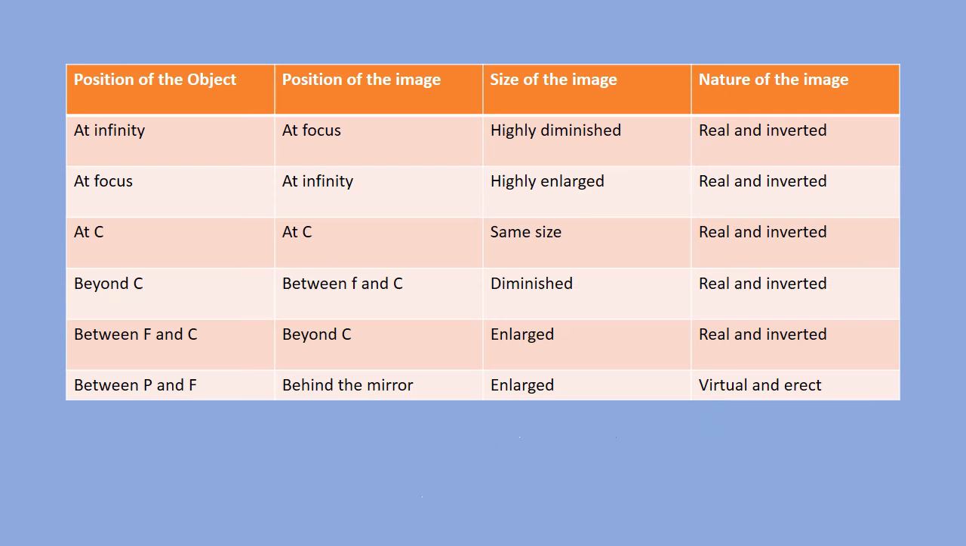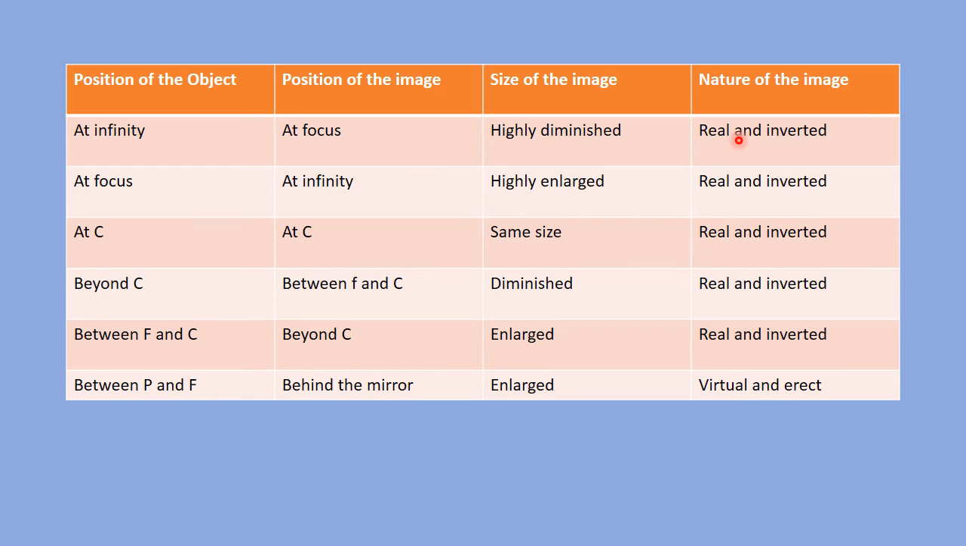Now, this table summarizes what we've learned in this lesson. It shows the different positions of object for which we got different positions of image, the size of the image, and the nature of the image. So in column 1, row 1, at infinity, we got the position of the image at focus and it was highly diminished and it was real and inverted.